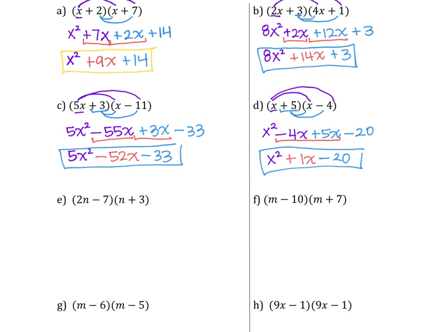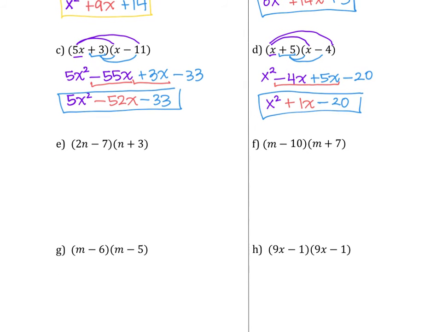Okay, for these next ones, I'm just putting a negative on the first one. I'm just playing with the negatives to make sure you have examples of each different scenario. So for E, 2n minus 7 times n minus 3. The first term in the binomial is the 2n, so I'm going to distribute the 2n to both terms in the other binomial. 2n times n is 2n to the second. 2n times 3, 2 times 3, 6, so 6n. And then I have the minus 7, so minus 7n minus 7 times 3, minus 21.